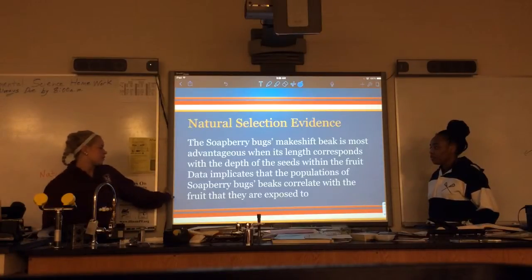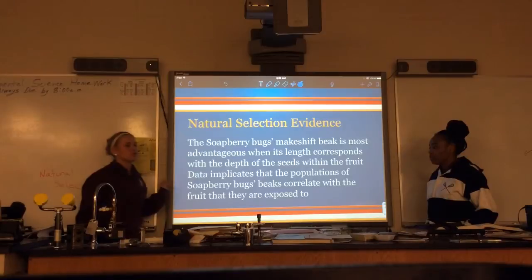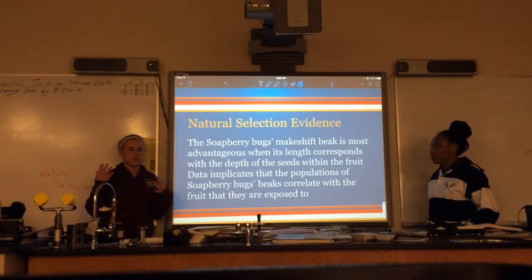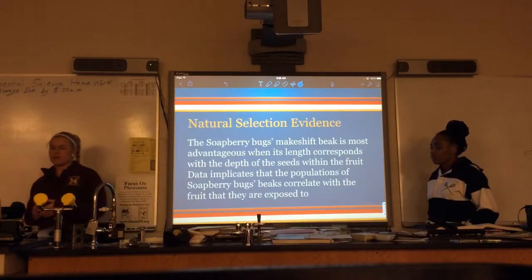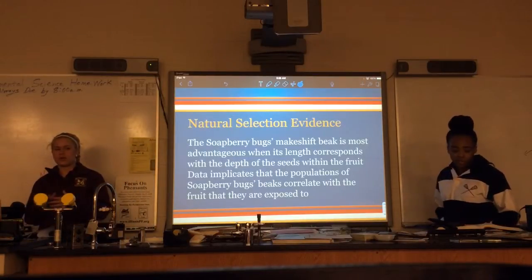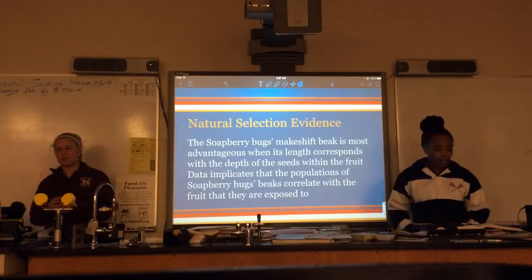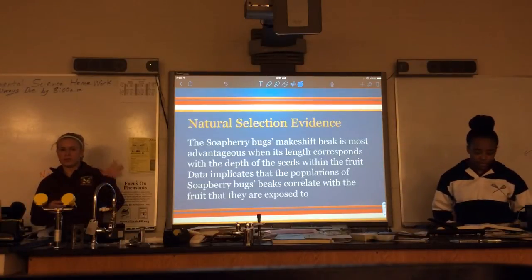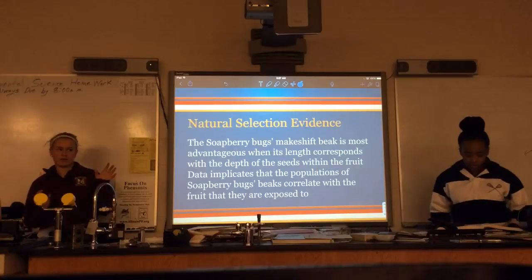have beaks that correlate with the fruit that they're exposed to. When the beak is required to be longer, those populations have an average beak length that is longer, and in the location where the fruits are smaller and it's most helpful to have a smaller beak, the average beak length is smaller.